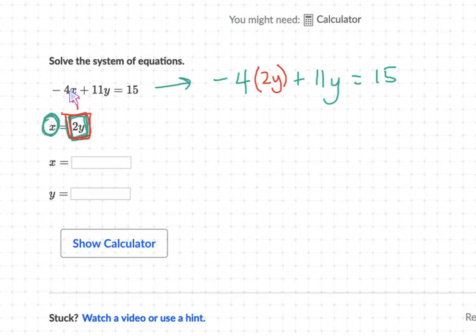Now be careful, this negative 4 is being multiplied by x, so it needs to be multiplied by 2y as well. By putting in parentheses, it shows that it's multiplication. Some people like to just put a dot there to also show multiplication. Just be careful that you don't put in an x because x could mean the variable or multiplication. Okay? So that's all that substitution is. Instead of the x, you're putting in the 2y because it told us x is literally equal to 2 times y. They're the same thing. So wherever you see x, you could put in 2y.